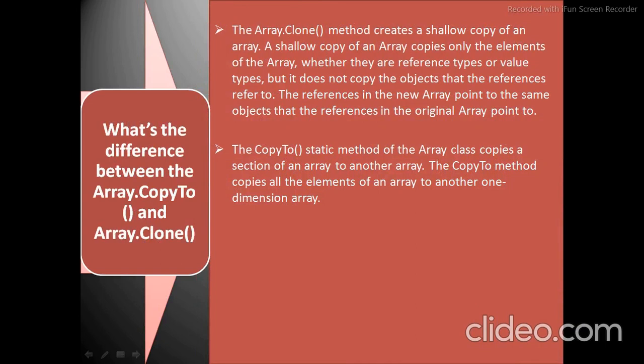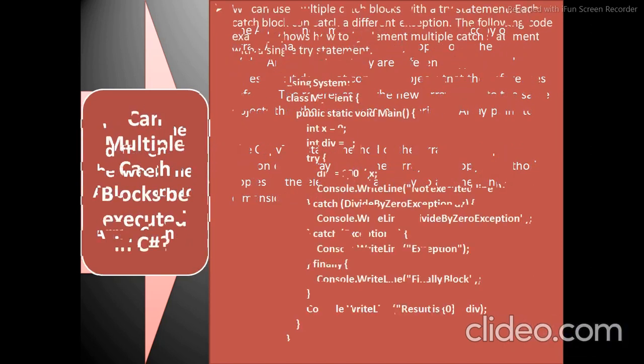Next question comes: what is the difference between array CopyTo and array Clone? The array Clone method creates a shallow copy of an array. A shallow copy copies only the elements of the array, whether they are reference types or value types, but it does not copy the objects that the references refer to. The references in the new array point to the same objects that the references in the original array point to. Whereas CopyTo, a method of the array class, copies a section of the array to another array. The CopyTo method copies all the elements of an array to another one-dimensional array.